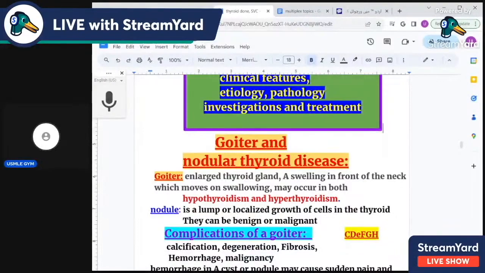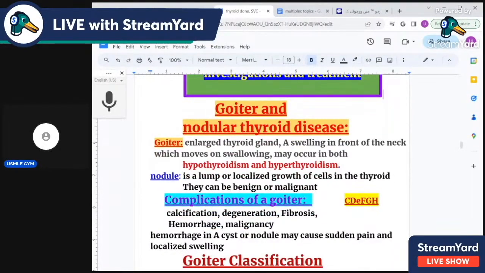Goiter and nodular thyroid disease. So what's a goiter? Goiter is an enlargement of the thyroid gland, a swelling in the front of the neck which moves on swallowing, and it may occur in both hypothyroidism and hyperthyroidism. And a nodule is a lump or localized growth of cells in the thyroid gland. They can be benign or malignant.